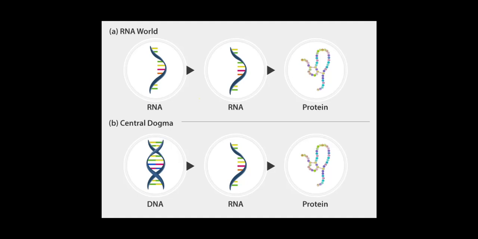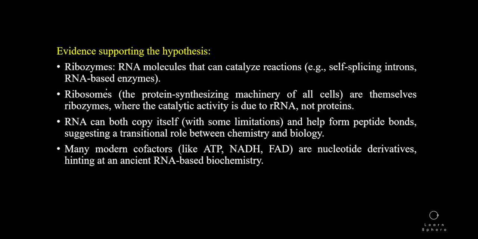Here you can see that at that time RNA acted as the genetic material and was solely responsible for the production of protein. But after the study of the central dogma, it was revealed that DNA is the genetic material of organisms, which is then transcribed into mRNA, and mRNA is translated to form proteins. These were the evidences that supported this theory.